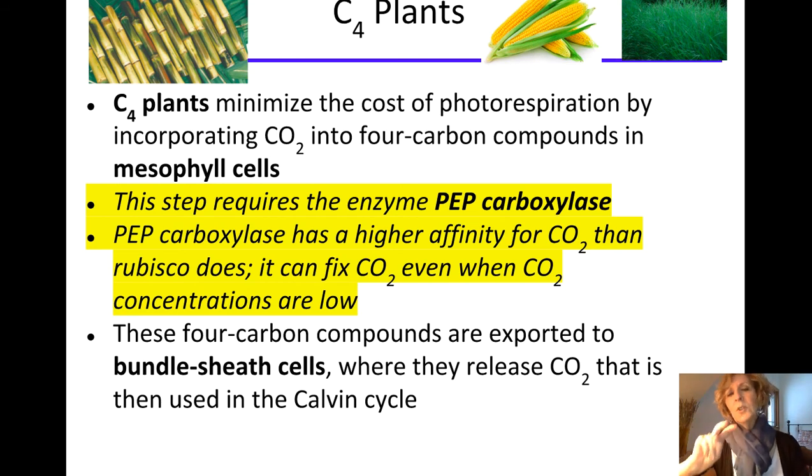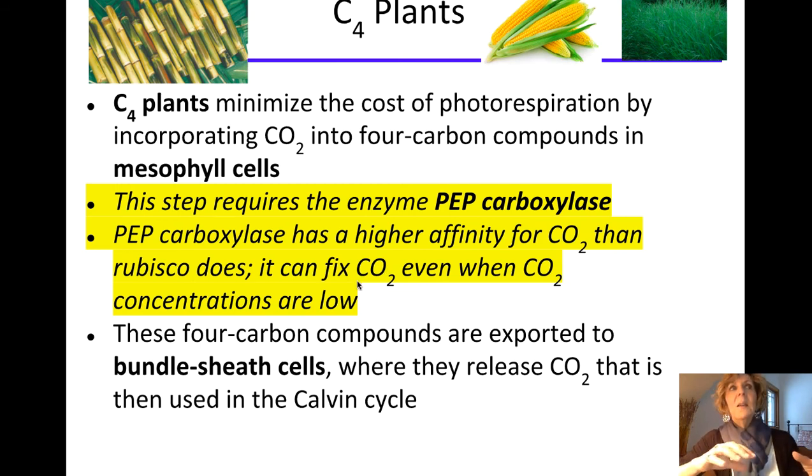There are two other main types of plants that do a little bit different version of photosynthesis, and one of these is called C4. It's called C4 because CO2 is fixed onto a 4-carbon compound. And so that's where the 4C or C4 comes from. And what happens is that there is another enzyme, not rubisco, but this one is called PEP carboxylase. And this PEP carboxylase has a higher affinity for CO2 than rubisco does.